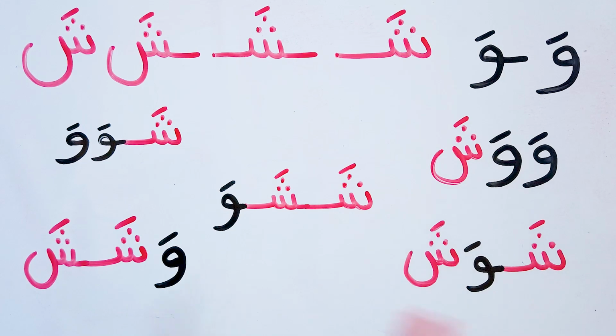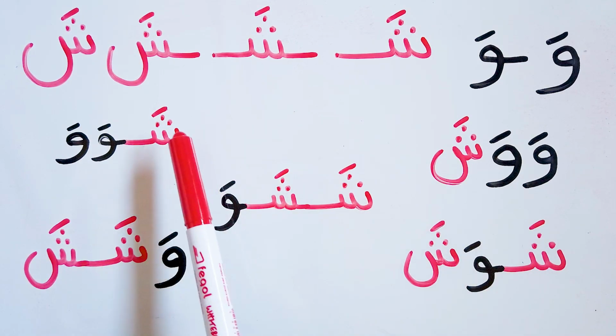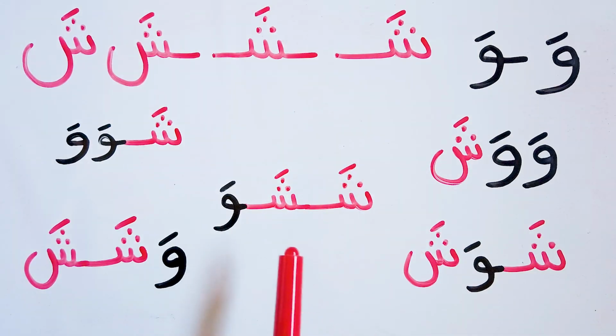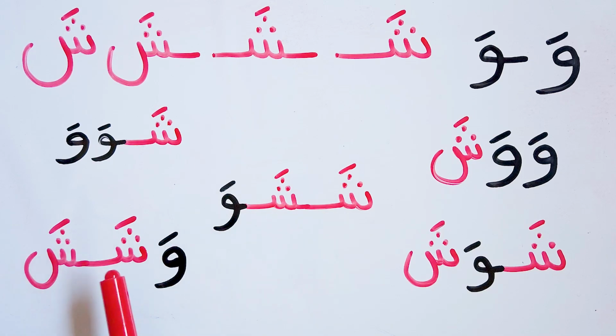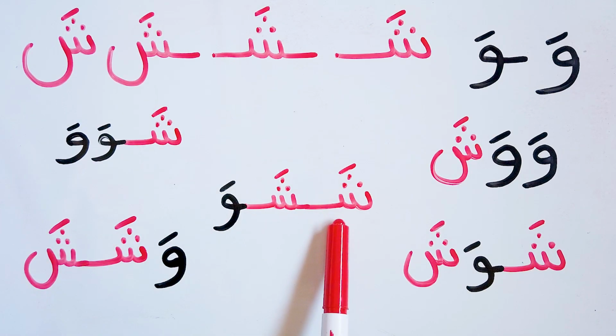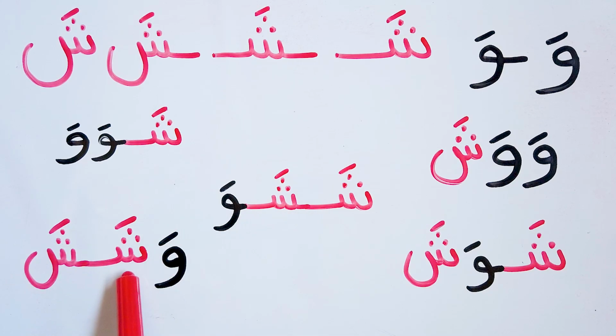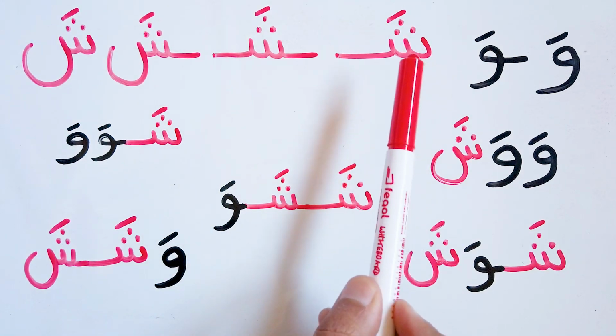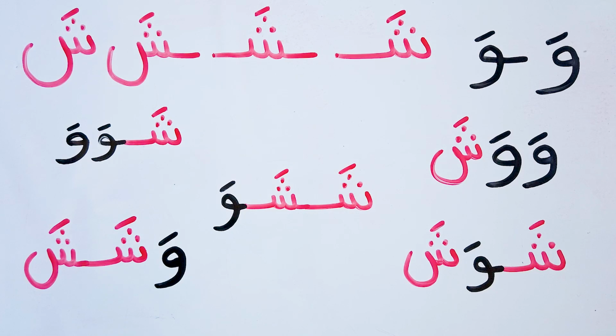Let's check sha. Sha in the beginning of the word, it's always like this. We don't have any other option. Sha in the middle of the word can be like this or like this. It's like this when the previous letter is a regular letter, and it is like this when the previous letter is a refusal letter. Let's see sha in the end of the word. It can be like this or like this. It's like this when the previous letter is a regular letter, and it is like this when the previous letter is a refusal letter. The conclusion, sha in the beginning of the word, sha in the middle of the word can be this or this. Sha in the end of the word can be this or this.